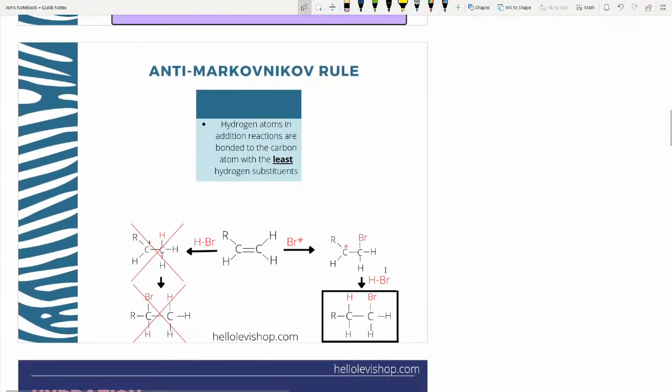Now again, if we look at this general 2-carbon alkene, on the left of the double bond we have an R group and 1 hydrogen. On the right side we have 2 hydrogens. Now if we follow Anti-Markovnikov Rule, when we add the HBr, we add the hydrogen atom to the carbon atom with less hydrogen substituents. And for those listening, it would be added to the left side of the double bond where the R and the hydrogen atom are.